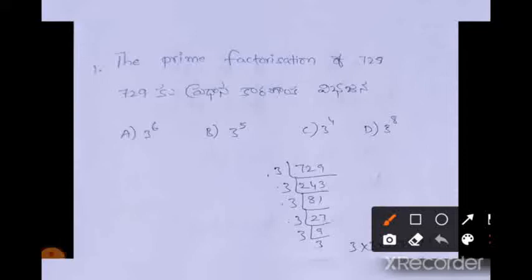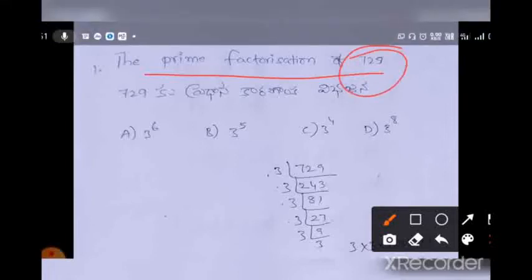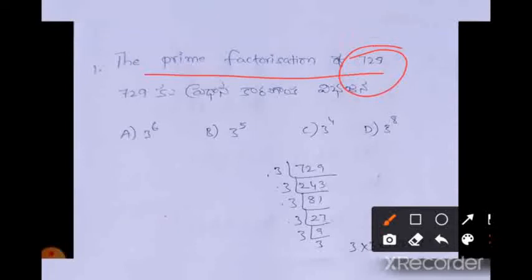Today, I would like to explain one-mark sums in the process of our 10th class revision. In that process, the first sum is the prime factorization of 729. How can we find the prime factorization of 729? We know how to find the prime factors of any number. The process is the LCM process. Actually, you know about that.